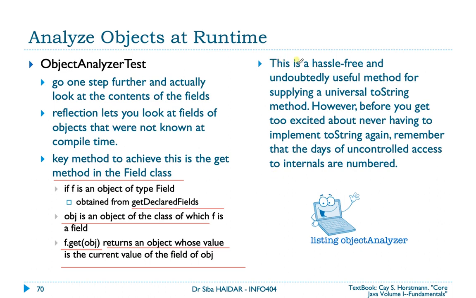This is a hassle-free and undoubtedly useful method for supplying a universal toString method. Using reflection, you can provide a toString method. However, before you get too excited about never having to implement toString again, remember that the days of uncontrolled access to internals are numbered. They must be numbered, because this is insecurity for the whole encapsulation process.